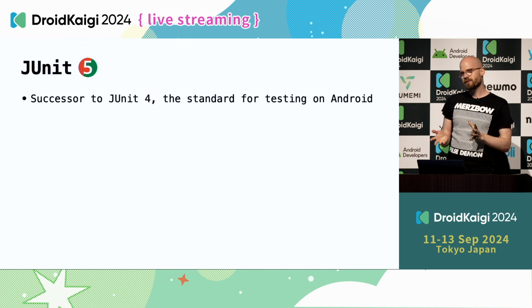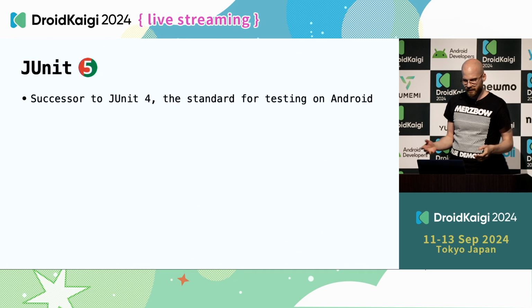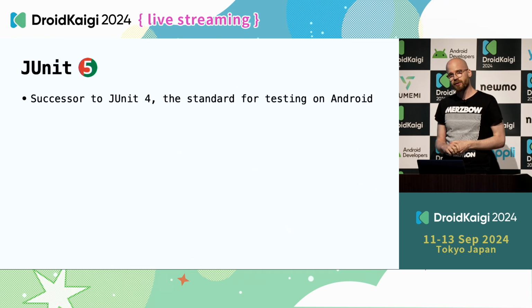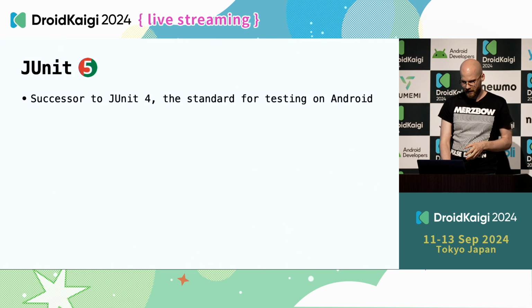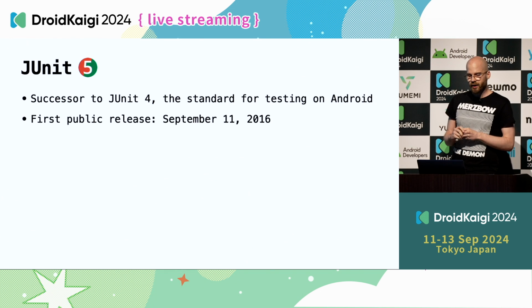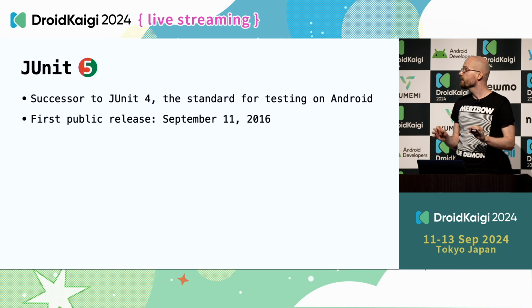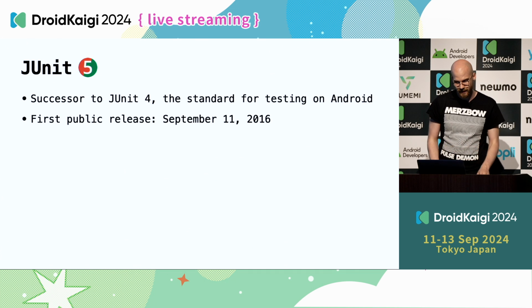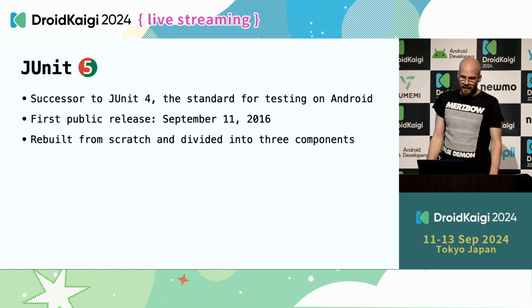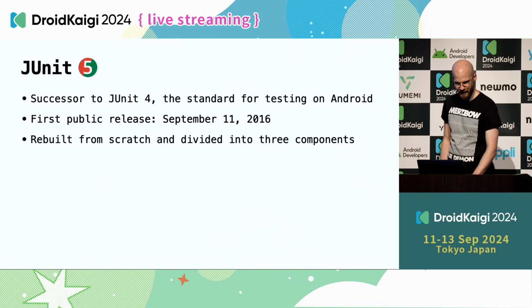So, JUnit 5 is the successor to JUnit 4. That's obvious. And JUnit 4 is the standard for testing on Android. The first public release of JUnit 5 was on September 11, 2016. That's almost to the day 8 years ago today. And JUnit 5 is rebuilt from scratch, and it's split into 3 parts, 3 components. I'll introduce these real quickly.